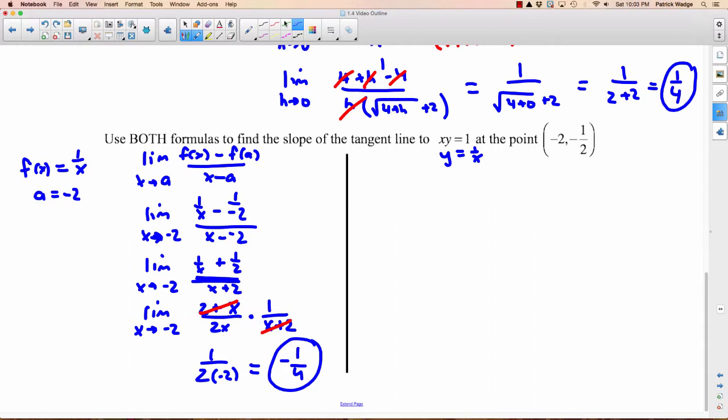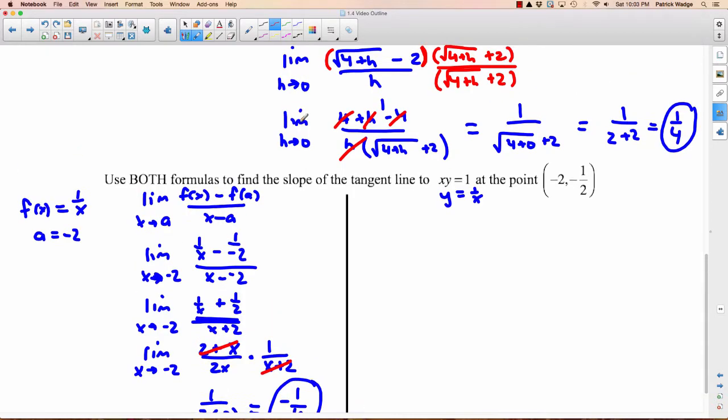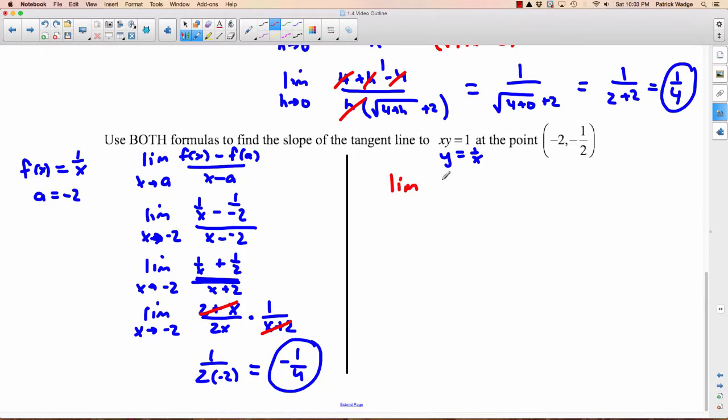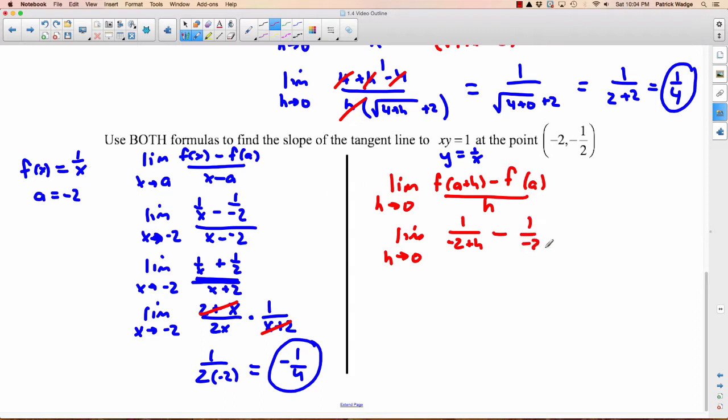The second way you could do it is you could use the new formula that we just found out, the alternate formula. So that one says the limit of f of a plus h minus f of a, all divided by h as h approaches 0. So here we go. The limit as h approaches 0 of f of a plus h. So first of all, remember that a is -2. So we have to put -2 plus h into this x. So that's 1 over -2 plus h, minus f of a. A is -2, so we have to put -2 into here, and we get 1 over -2, all divided by h. Okay, so let's simplify this a little bit.